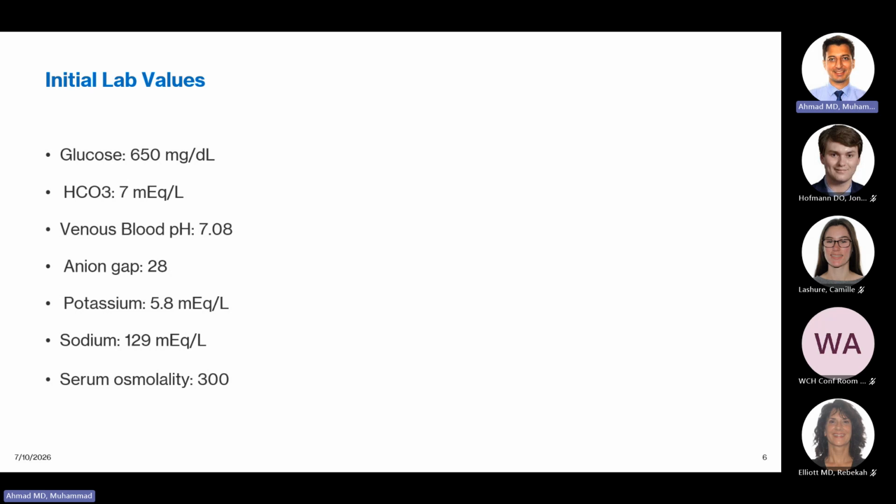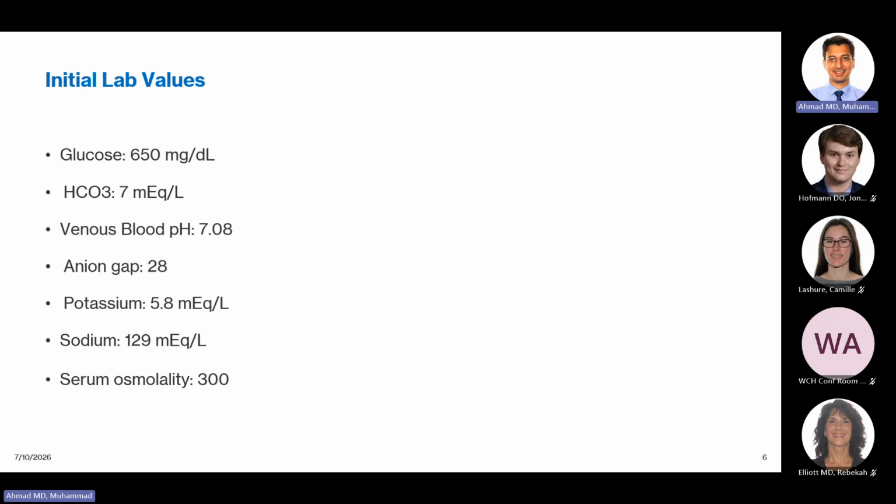So these were the lab values that we saw in the emergency department. The patient was hyperglycemic with a blood glucose of 650 and was acidotic with a bicarb of 7. They did a venous blood pH, which was 7.08, and the anion gap was 28. Potassium is 5.8, sodium was 129, and serum osmolality was 300.